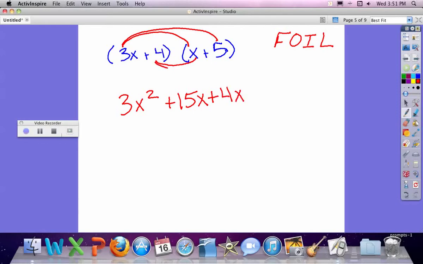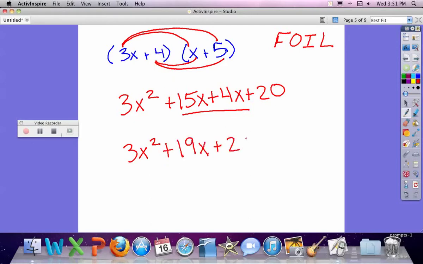This time when I look through, I have like terms here in the middle to combine. 3x squared doesn't have any like terms, so I just bring it down. 15x plus 4x is 19x. 20 doesn't have any like terms, so I just bring it down. I don't have any more like terms to combine. That tells me I'm finished with the problem.